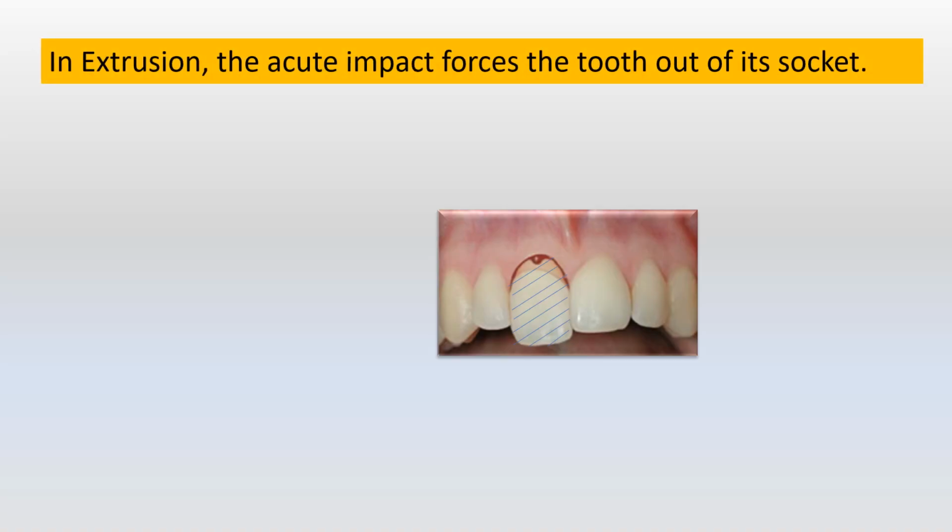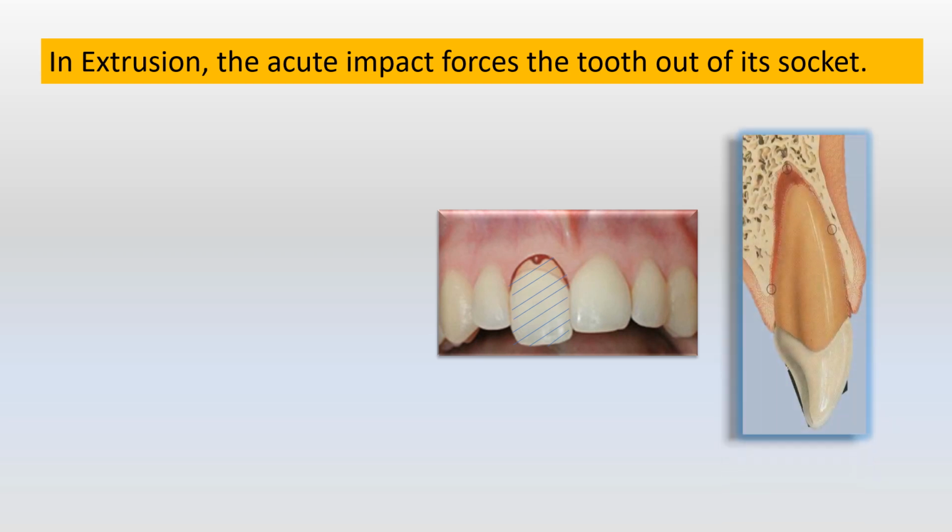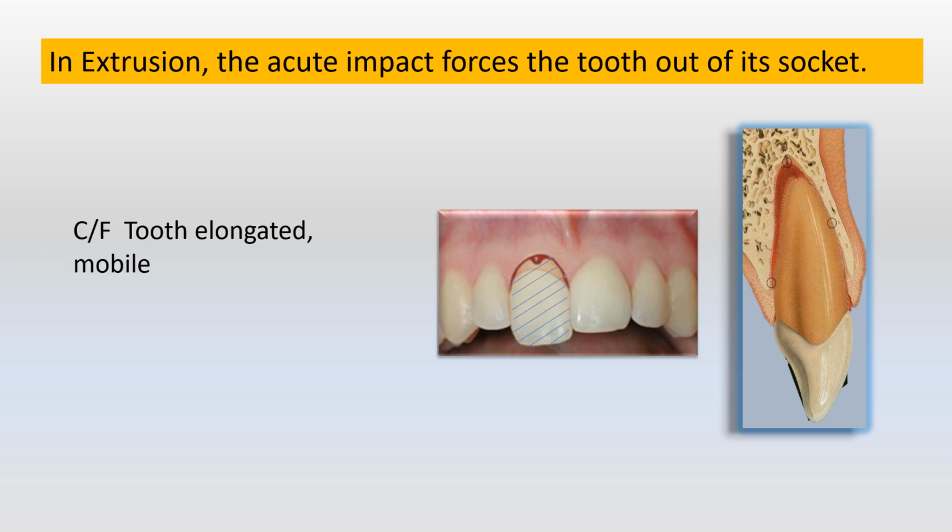Extrusion is a condition in which an acute impact forces the tooth out of its socket. Clinically, the extruded tooth is displaced out of its socket, hence it appears elongated, as if hanging down. At the same time, this tooth is mobile because it is being held in place by very few intact gingival fibers palatally. Radiographically, increased periodontal ligament space is visible.